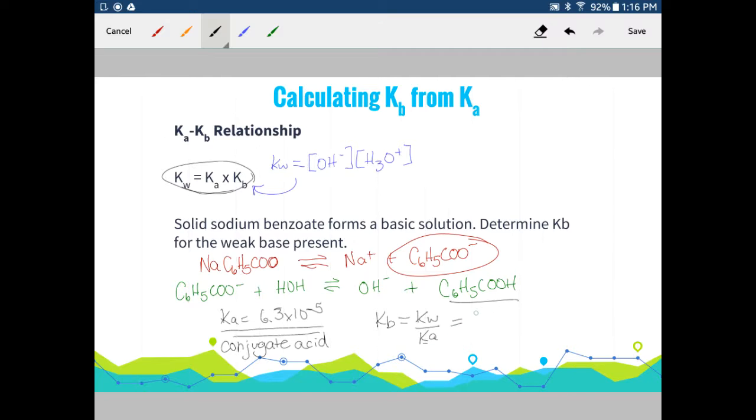So when I go to plug this in, I have 1.0 times 10 to the negative 14 divided by my Ka value of 6.3 times 10 to the negative 5.